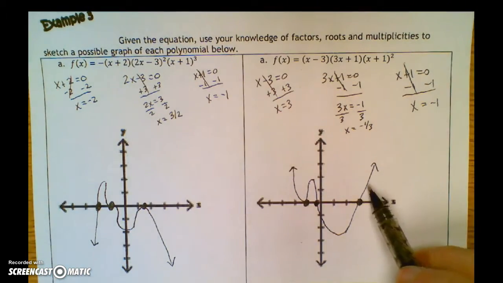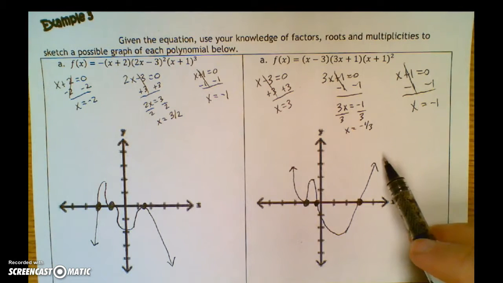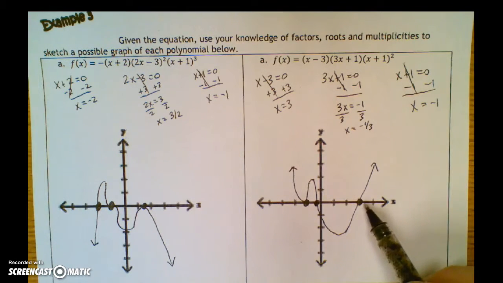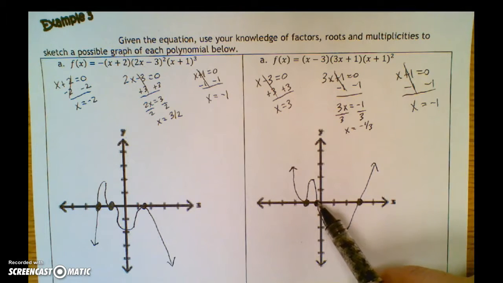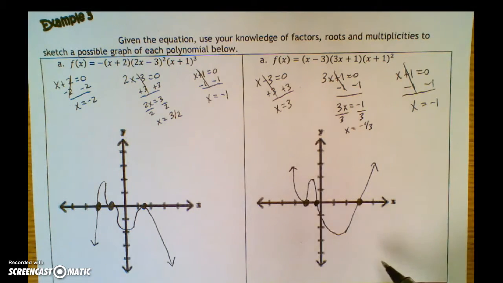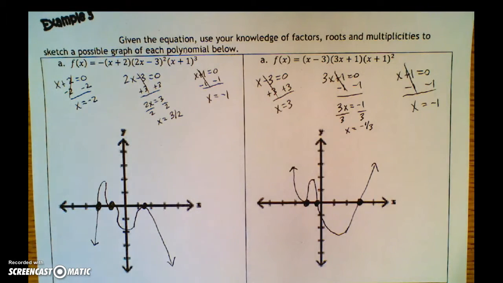It's positive. As x approaches infinity, f of x is positive. At root 3, it's going straight through. It's a multiplicity of 1. At root -1/3, the multiplicity is going through, so it's an exponent of 1. And then at -1, it's bouncing, so it's a multiplicity of 2. Example 4 will be next.